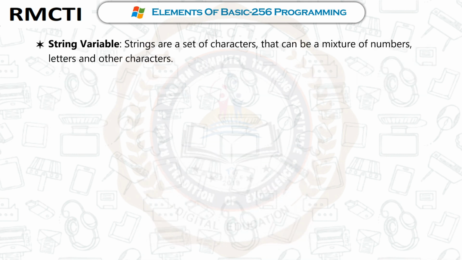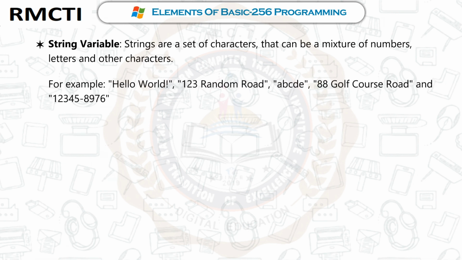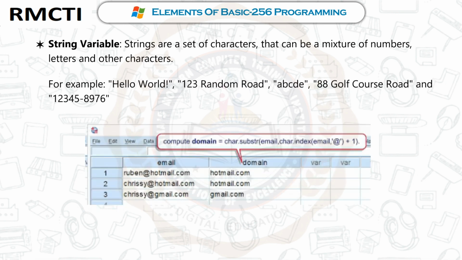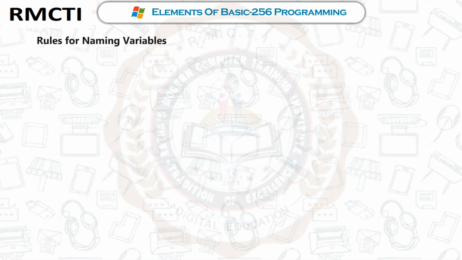String variable. Strings are a set of characters that can be a mixture of numbers, letters, and other characters. For example, Hello World, 123 Random Road, ABCDE, 88 Golf Course Road, and 12345 8976. Rules for naming variables.